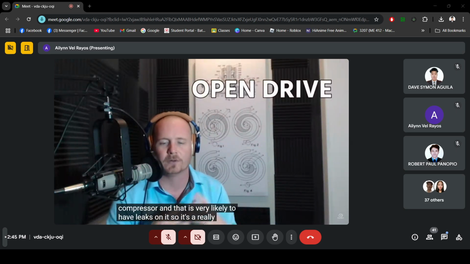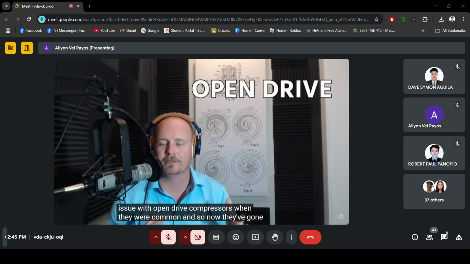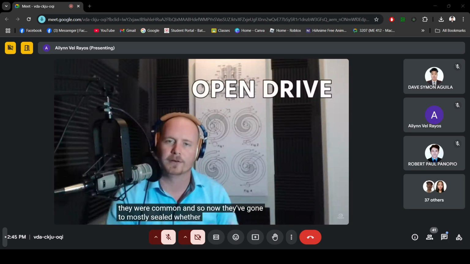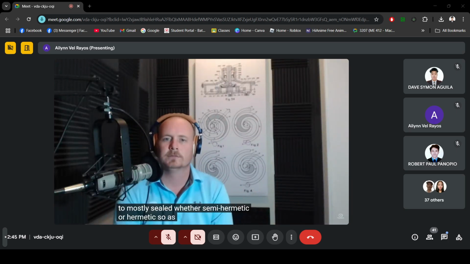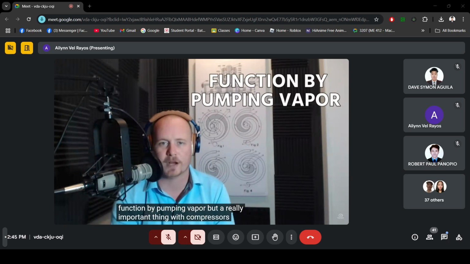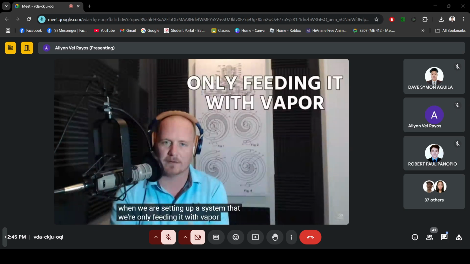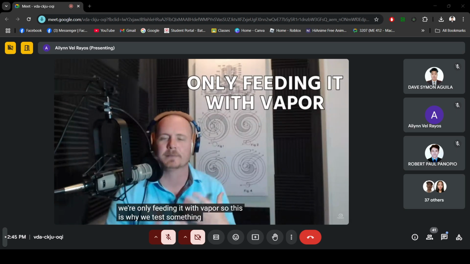And so it's a really common issue with open drive compressors when they were common, and so now they've gone to mostly sealed, whether semi-hermetic or hermetic. So as we mentioned, they all function by pumping vapor, but a really important thing with compressors is that we are setting up a system that we're only feeding it with vapor. So this is why we test something that we call superheat.